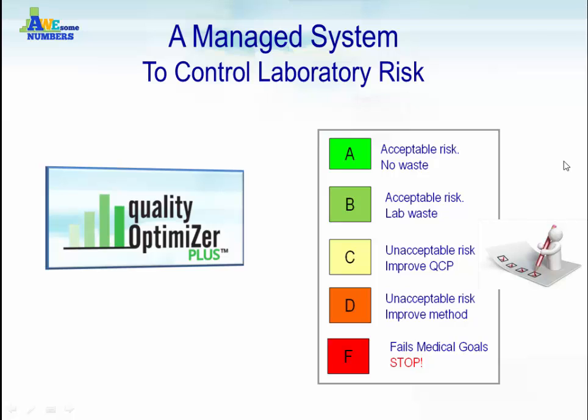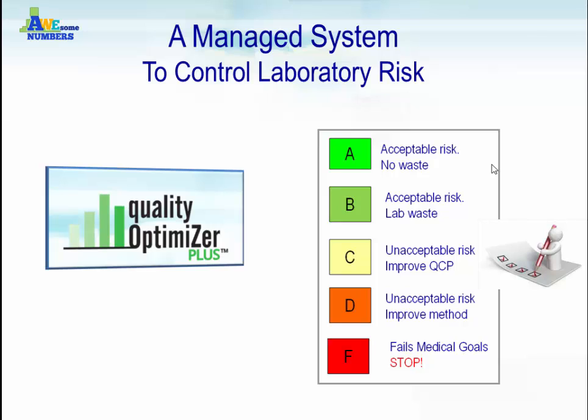Quality OptimiZer takes all the confusing statistics and converts everything into a risk-based quality grade that everybody can understand. A grade A has acceptable patient risk. There are no more than the maximum acceptable number of patients exceeding the medical goals specified by the lab director, and you're not wasting time and money on false positives in the lab.